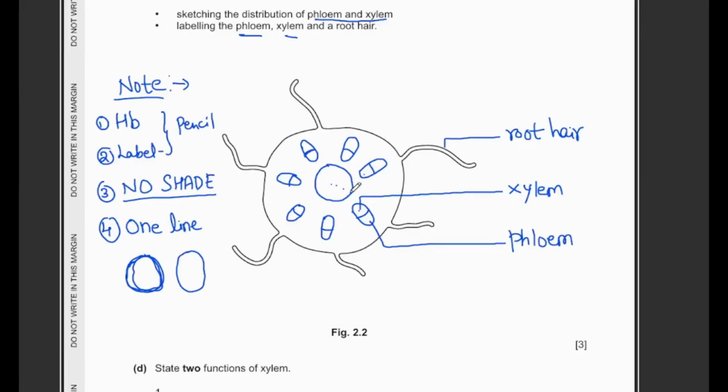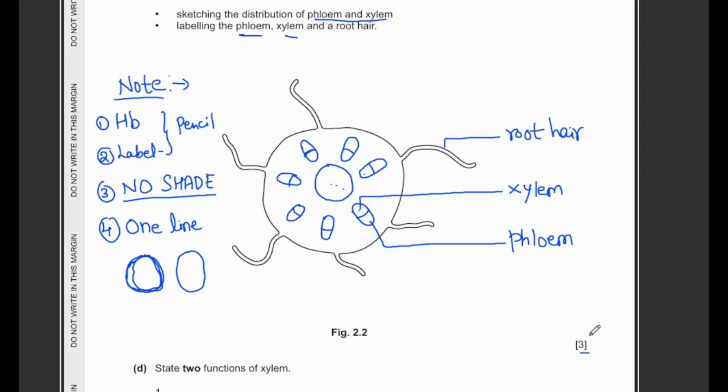So towards the center is the xylem, and outward is the phloem, and this one is the root hair. So we have sketched the distribution of phloem and xylem, also labeled phloem, xylem and root hair. This will give us 3 marks.